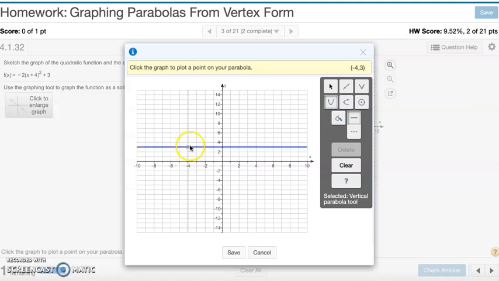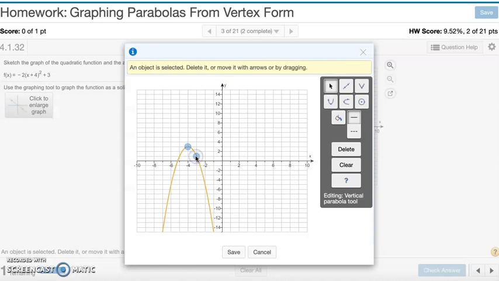And then now, I'm going to substitute in another coordinate. I'm going to choose negative 3 in for x. So negative 3 plus 4 is 1. 1 squared is 1. 1 times negative 2 is negative 2. And negative 2 plus 3 is 1. So negative 3, positive 1 will be my next point. And it matches my graph in that there's a negative in front, so it's facing downwards.